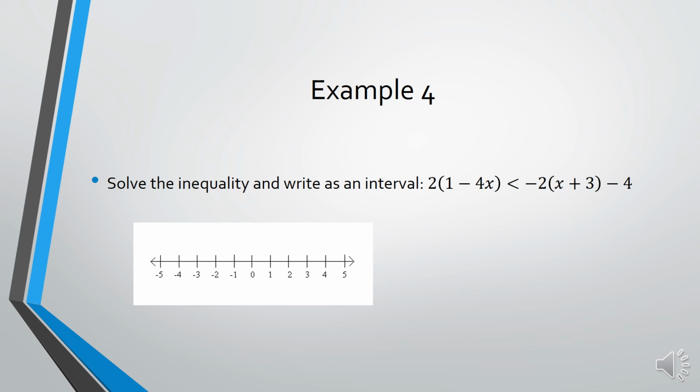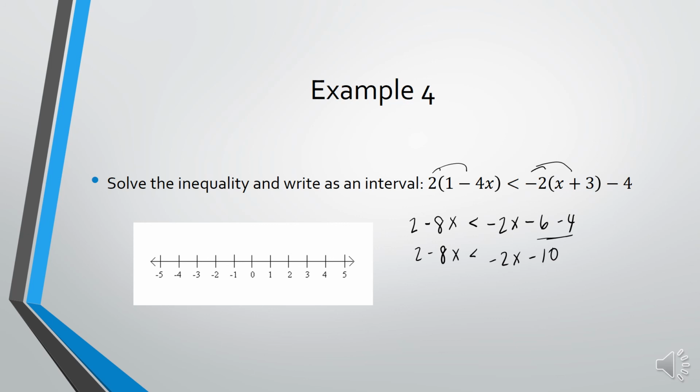And now let's do a little bit harder problem. I'm going to treat this less than sign exactly like it says equals. If this just said equals, the first thing we would do is distribute this 2, and also distribute that negative 2. So I'll have 2 minus 8x is less than negative 2x minus 6 minus 4. I didn't divide or multiply both sides by a negative, so I'm not worried about the inequality just yet. Next, let's combine some terms. So I have 2 minus 8x is less than, and this negative 6 and negative 4 combine to be negative 10.